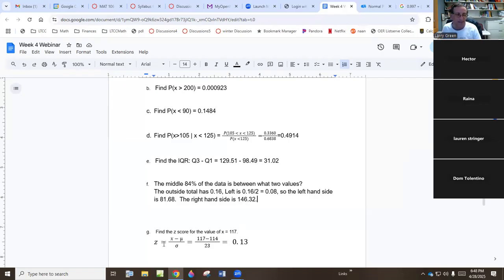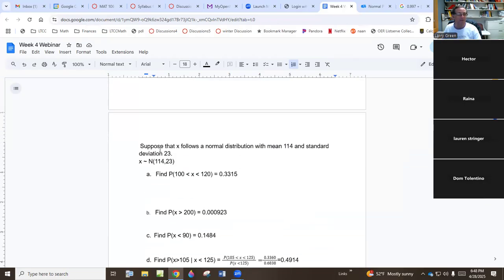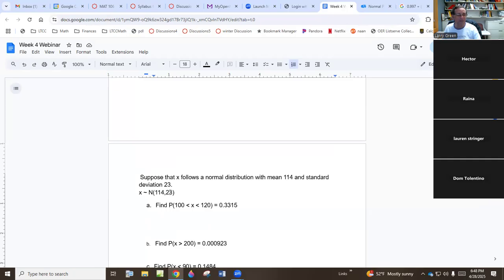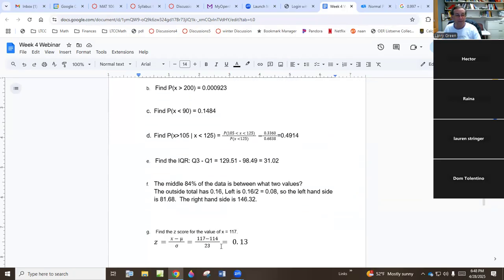Okay, so the next one is, I just kind of did the whole thing because again, it's not hard. You just got to remember the formula. The z-score for the value of 117, z is x minus mu over sigma. X is 117. If you remember, mu was 114. So that's the 114 here. And sigma was 23. And I divide that by 23. And what I got is about 0.13. And that's the z-score. Notice, unlike the standard normal distribution, finding a z-score does change the number. You don't just get x again.